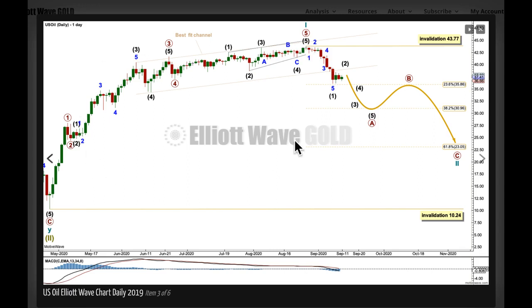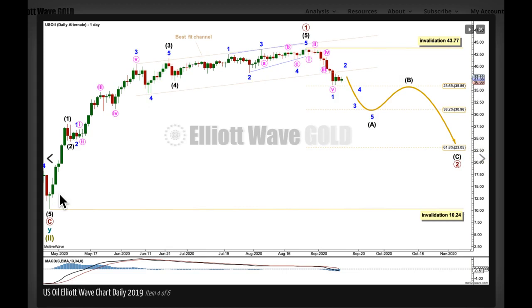I also have an alternate idea where I've moved this down 1 degree. It's possible that cycle wave 1 is incomplete and only primary wave 1 was over at the high, and this pullback is primary wave 2. All the subdivisions are the same. The Fibonacci retracement is the same, the invalidation point is the same, the expectation for the next direction to overall be down is the same. It's just the degree of labeling here, which is 1 degree lower. It makes no difference to the analysis now, but it could make a difference in coming months.